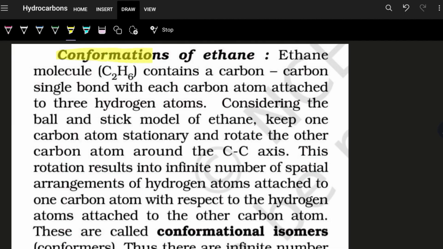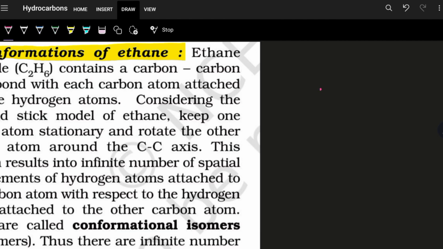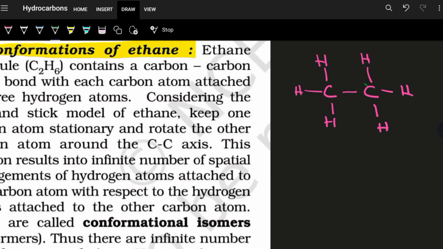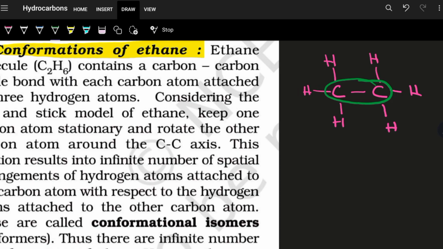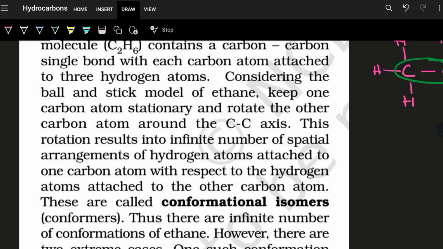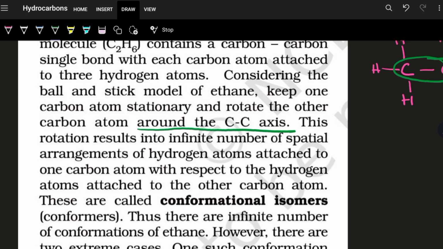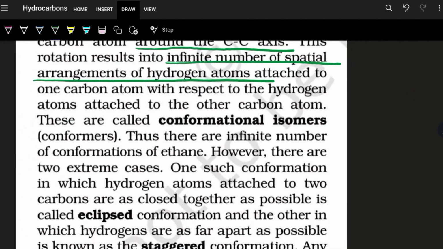Let us try to understand the conformations of ethane. Ethane is C2H6. So how can we write ethane? We can write the carbon-carbon bond, and there are three hydrogen atoms on each carbon like this. This is known as the structure of ethane. Now this is the carbon-carbon axis. Around this axis, you can actually obtain infinite rotamers, infinite spatial arrangements of the hydrogen atoms attached to one carbon with respect to the other.